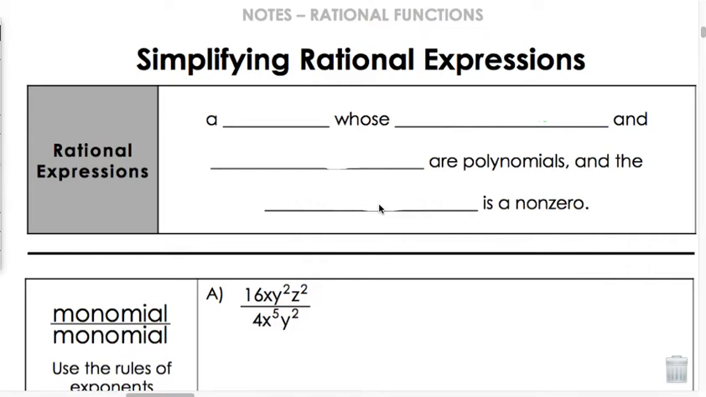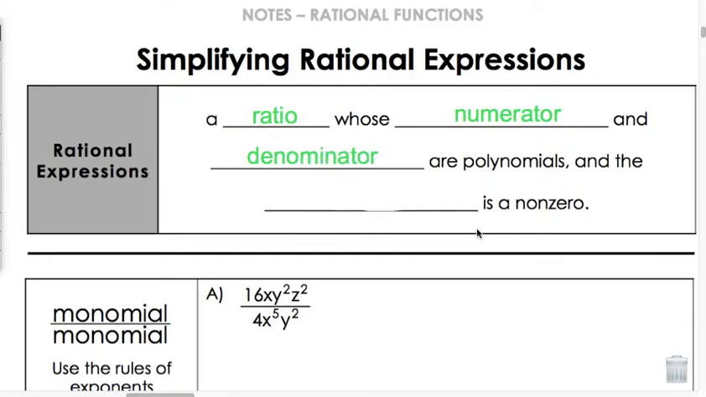Okay, today we're going to learn about simplifying rational expressions. And the first thing we want to do is understand what a rational expression is. It's a ratio whose numerator and denominator are polynomials.